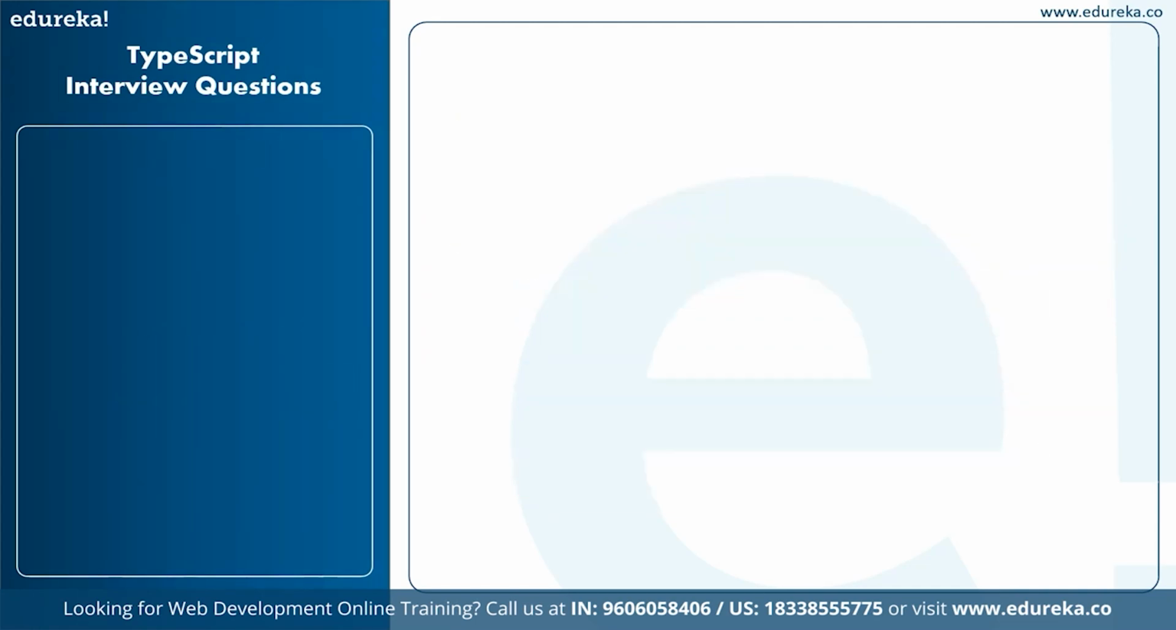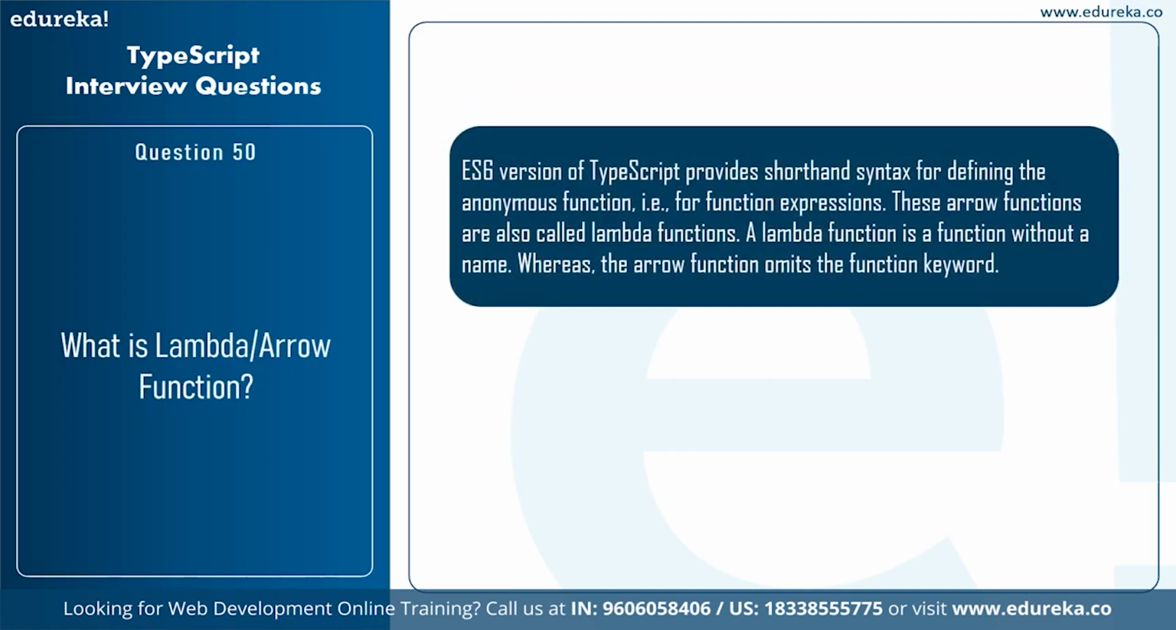Now moving on to the final question, what is a lambda or an arrow function? The ES6 version of TypeScript provides shorthand syntax for defining anonymous functions, that is, for function expressions. These arrow functions are also called lambda functions. A lambda function is a function without a name, whereas the arrow function omits the function keyword.